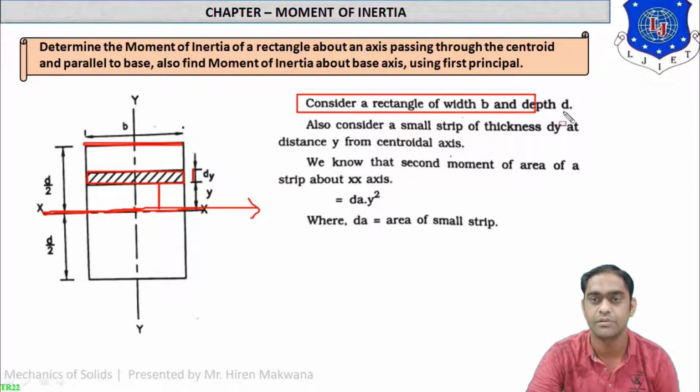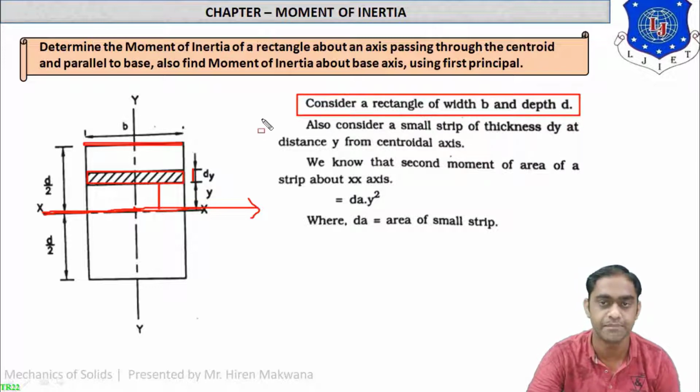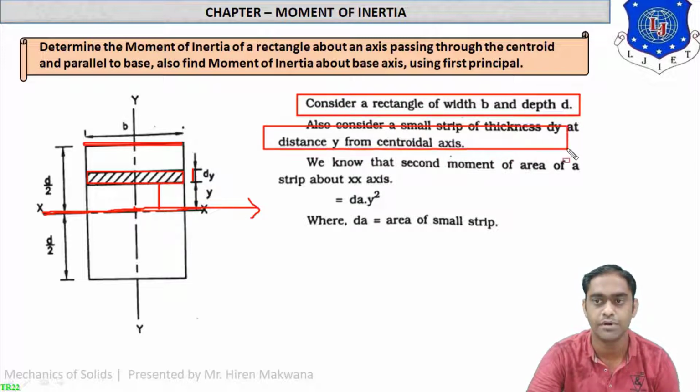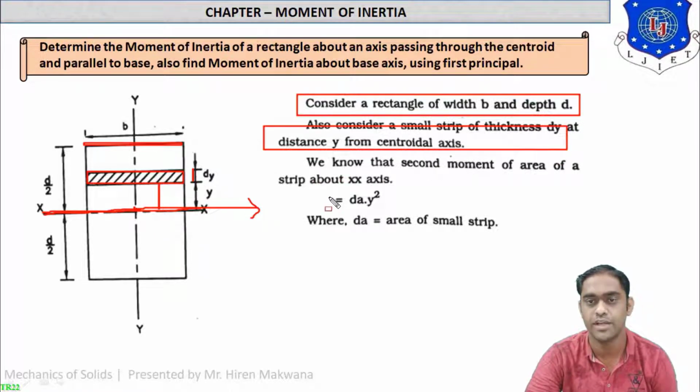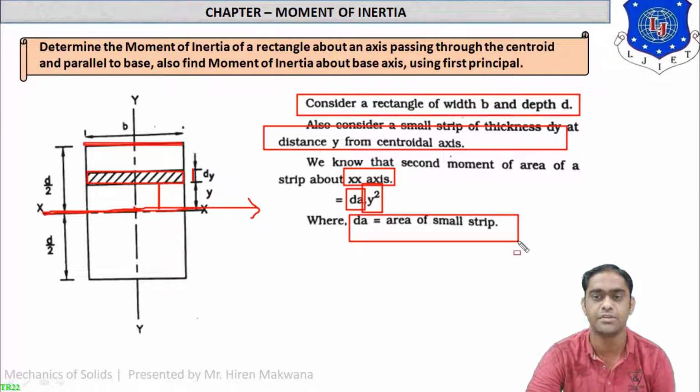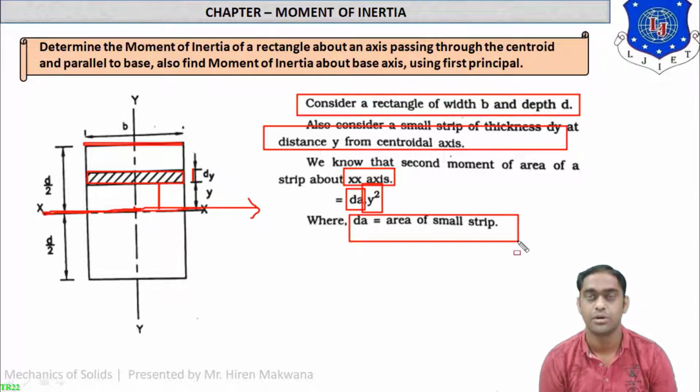Consider a rectangle of width b and depth d. Also consider a small strip of thickness dy at a distance y from the centroidal axis. We know that the moment of inertia, or second moment of area, according to the formula, is area into distance square. So area is dA and distance is y square. It will give the moment of inertia about the x-axis, meaning this centroidal axis, where dA is the area of the small strip. So the basic formula is ready: dA into y square.